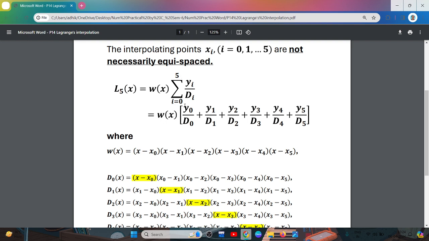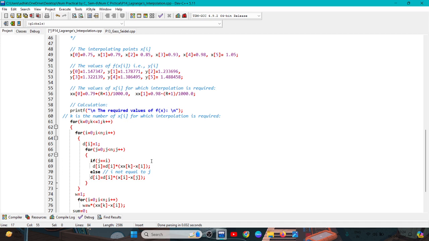That is, w(x) times y0 by d0 plus y1 by d1 plus y2 by d2 plus y3 by d3 and so on, where w(x) is (x minus x0)(x minus x1)(x minus x2)(x minus x3)(x minus x4)(x minus x5). And this x is what we call here xx0.